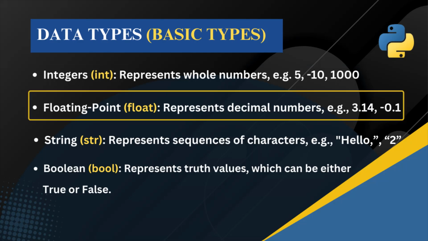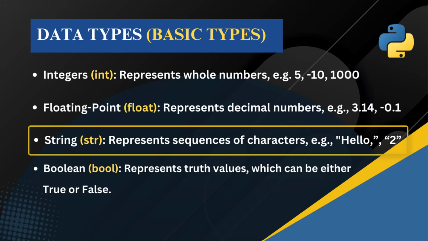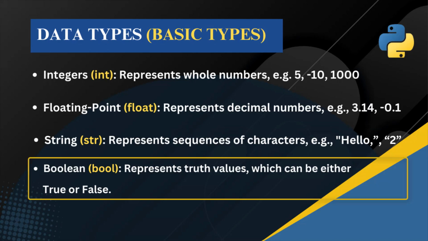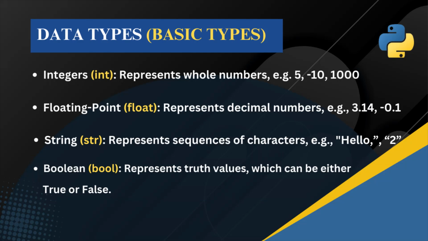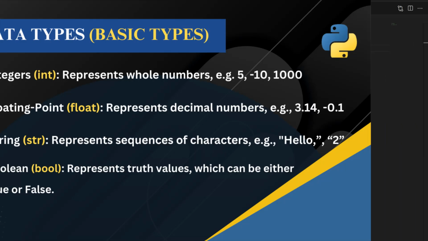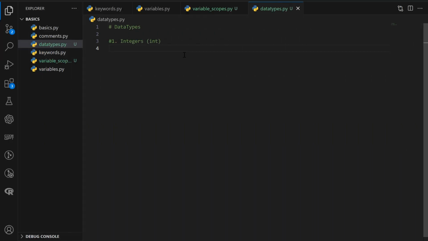Then we also have the floating point numbers, also referred to as floats, and these are numbers with decimal points. Then we also have the strings, which are sequences of characters like text, numbers, and symbols. We also have the Booleans, which are binary values that evaluate to true or false. So let's have a practical example of data types. Let's look at the integers.